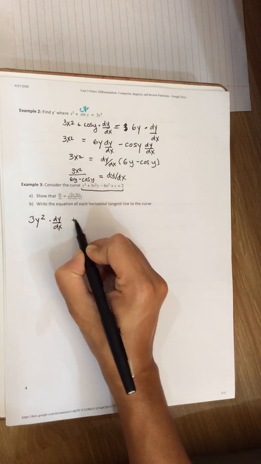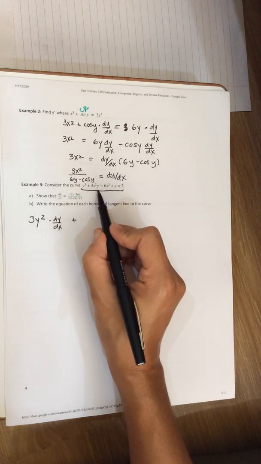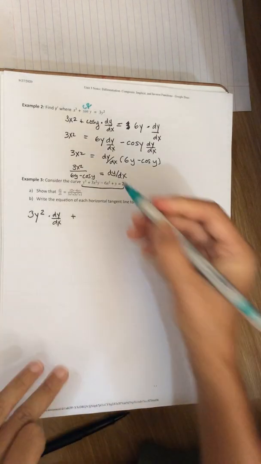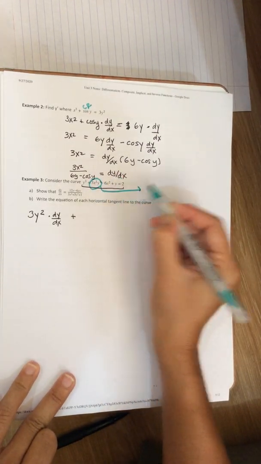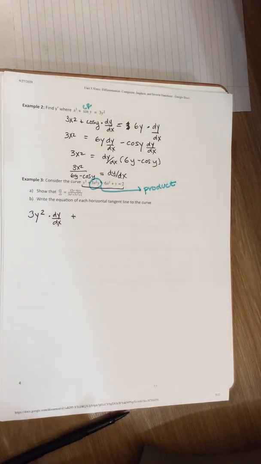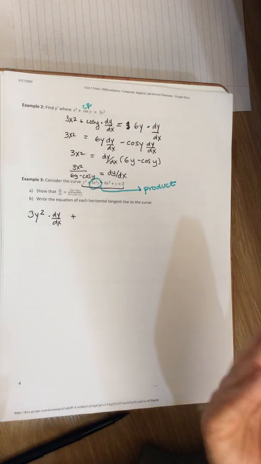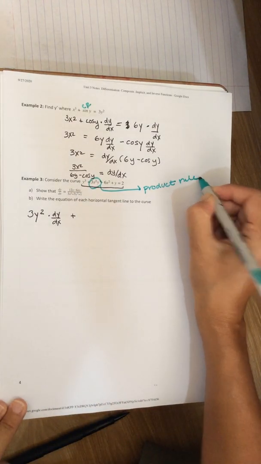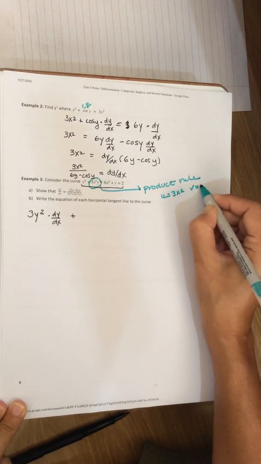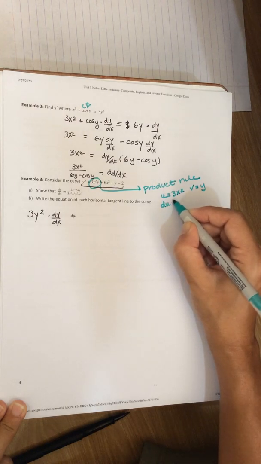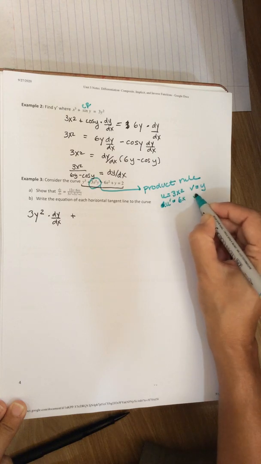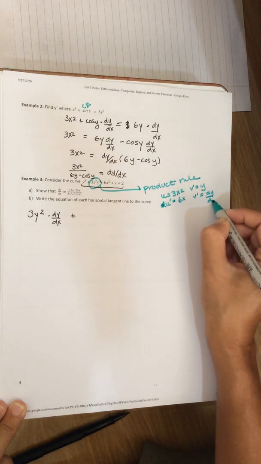Plus 3x squared y. That is going to require the product rule, because it's a product. I have 3x squared as one term being multiplied by y. I'm going to do this work on the side. Let u equal 3x squared and v equal y. So u prime equals 6x and v prime equals dy dx.